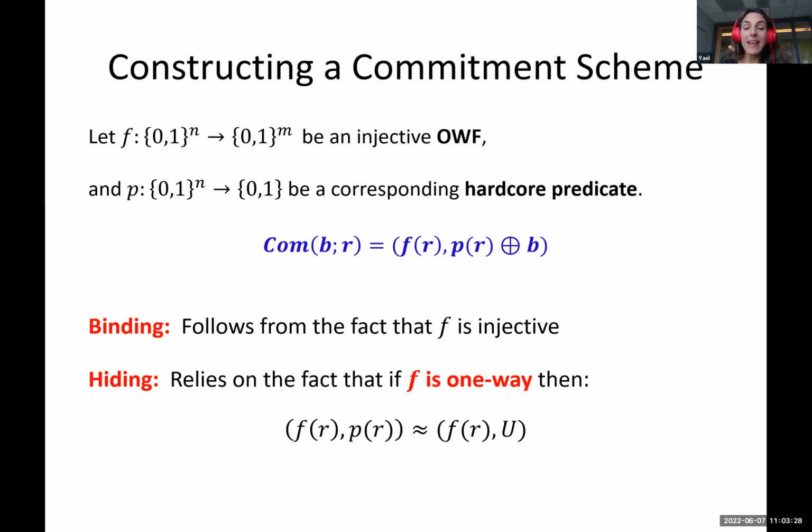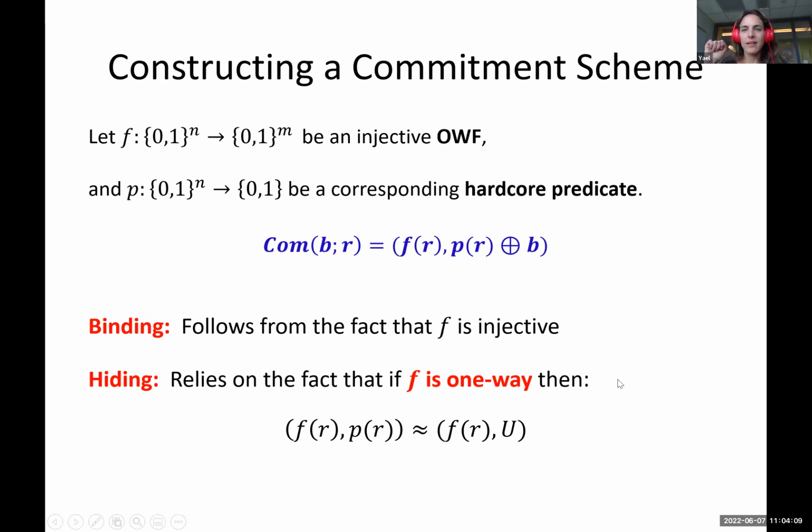And the reason it's hiding, here I'm going to use the hardcore predicate. If you remember, the definition of the hardcore predicate says, for every one-way function, if you know the image, the hash value, the function value, there's a predicate that looks random. So we said a one-way function means you cannot find R, you can't invert, but there's one predicate of R that's really hard, that really looks random. And if P of R looks random, then it's a great one-time pad. Then it really masks B well. And that's why it's hiding.